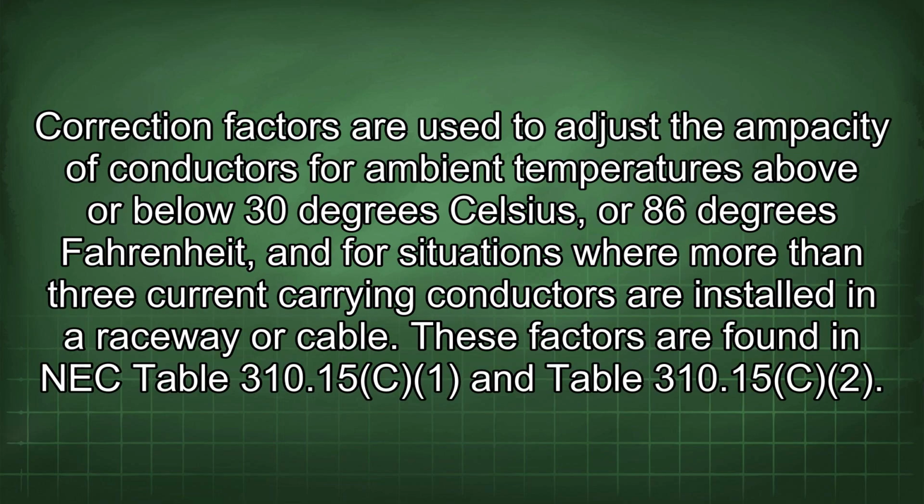Correction factors are used to adjust the ampacity of conductors for ambient temperatures above or below 30 degrees Celsius, or 86 degrees Fahrenheit, and for situations where more than 3 current-carrying conductors are installed in a raceway or cable. These factors are found in NEC Table 310.15(B)(1) and Table 310.15(C)(1).